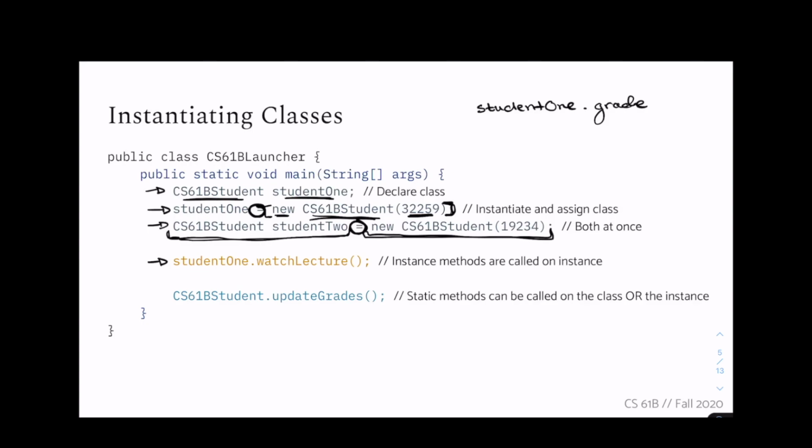However, calling instance methods on classes will not work and will cause an error. So if I were to say CS61B student dot watch lecture, this would error on compilation because, like I said before, it doesn't really make sense to the concept of CS61B student as a concept watching lecture.